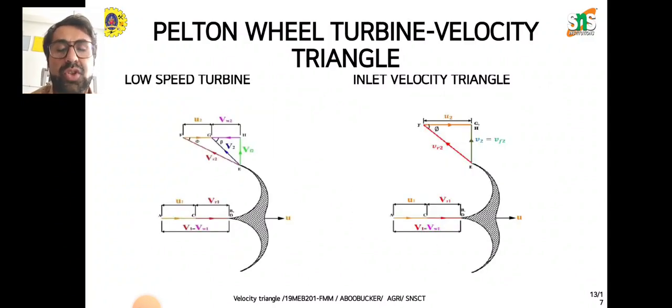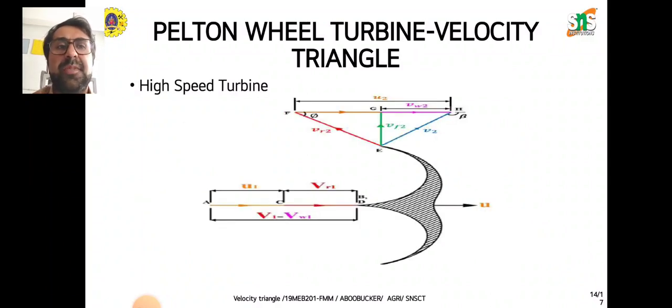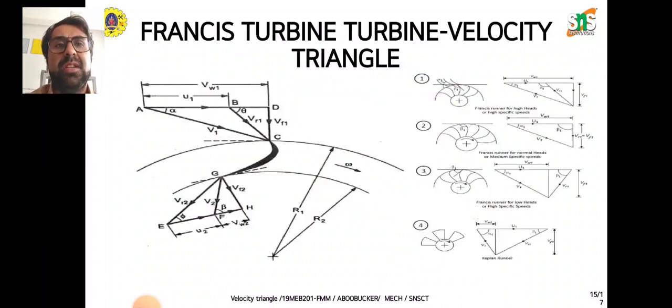And this is the velocity triangle drawn for a low speed turbine and a high speed turbine. You can see a difference out there. In the low speed turbine you have V2 corresponding out there, whereas in the high speed or inlet velocity triangle we don't have that V2. And when it comes to high speed, the V1 is drawn perpendicularly, showing the high speed of the water entering the turbine.